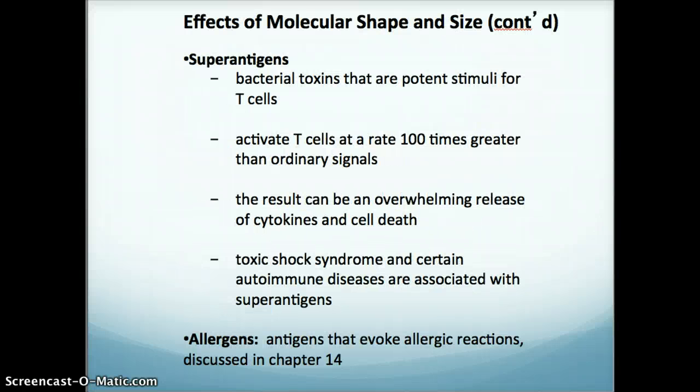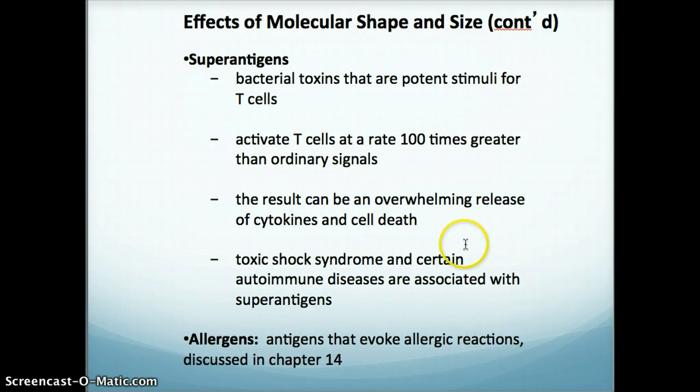We also have something that is called superantigens, and as you can imagine, these are antigens that cause a much greater immune response than a normal antigen. These could be bacterial toxins, and in that case they are a potent stimulus for T cells. When they activate these T cells, it's at a rate of 100 times greater than an ordinary signal. And this can result in an overwhelming release of cytokines and cell death.